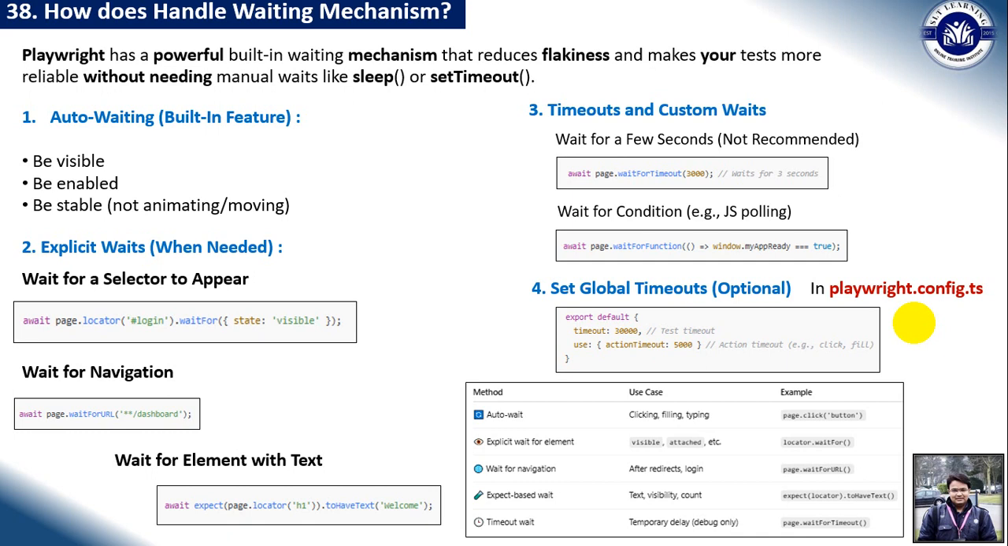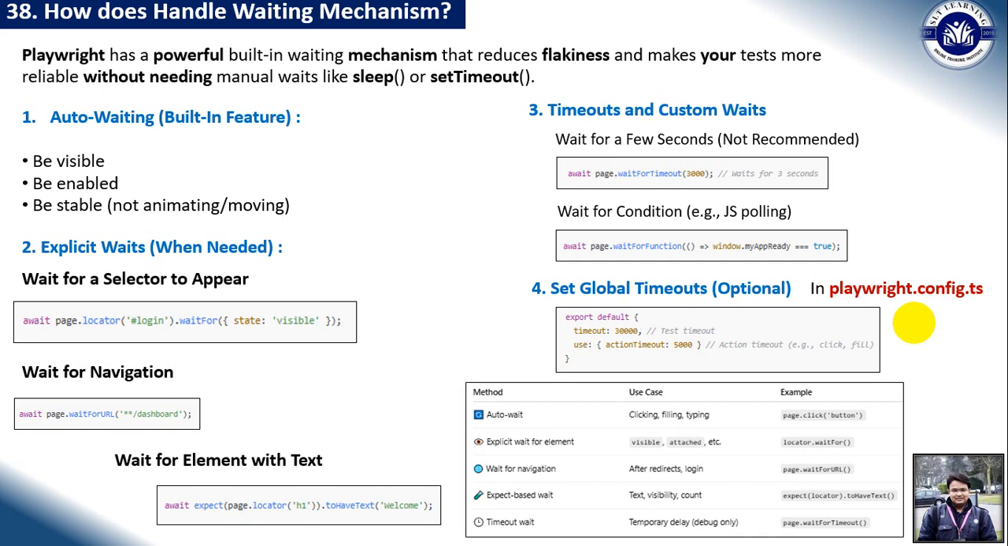Then you can use explicit wait when you require, like waiting for the state of an element to be visible, that we have just seen in one of the questions as well. Wait for navigation, if you want to wait for a URL to load successfully, you can just say wait for URL. Then wait for an element to have a text, you can wait for that specific text as well. Timeout and custom wait, you can also use wait for timeout. This is not recommended, as I told you, but you can use it if you require.